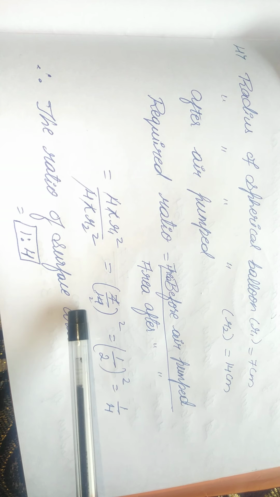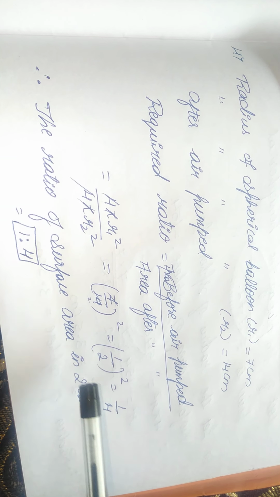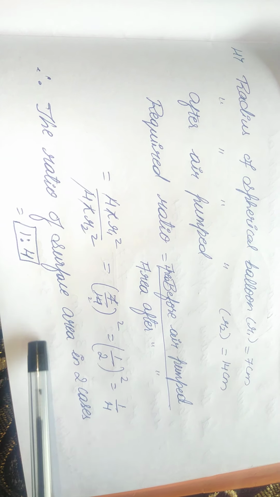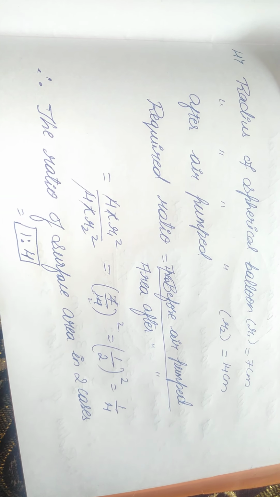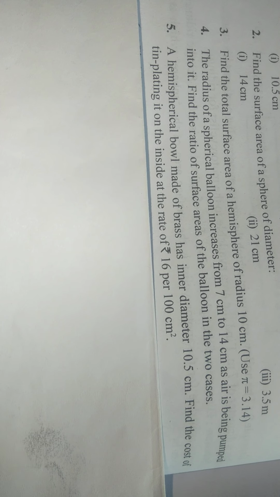7 ones are 7, 7 twos are 14. 1 square is 1 and 2 square is 4. Therefore, the ratio they have asked, children, I will write it as 1:4. Here is your fifth question, children.